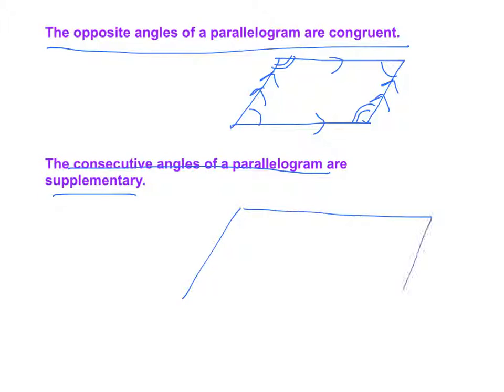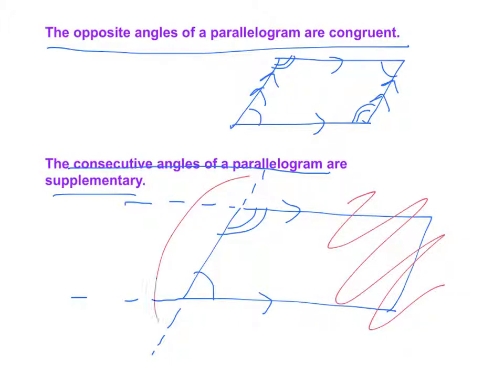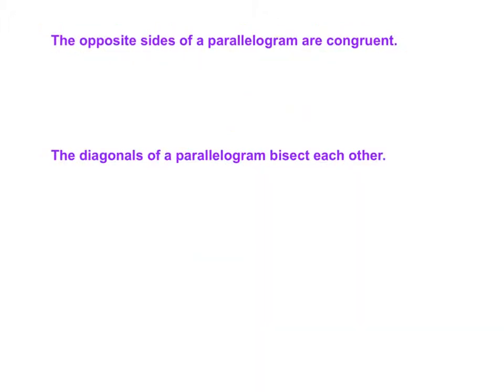That's also pretty clear. Say if we extended these lines here, then you could see that we have something that we've covered before, which is a transversal and two parallel lines. So these consecutive angles are going to be supplementary, just as they would be if it wasn't actually a parallelogram. Like say we just ignored this side. We know this from earlier chapters.